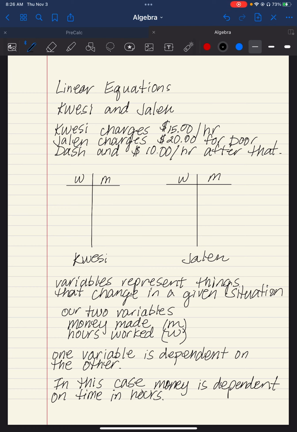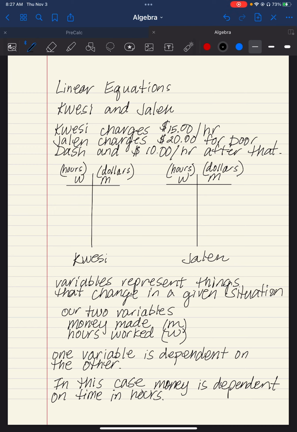And we're going to say that we're measuring how we work in hours. Let's make sure that we keep track of that. Not minutes. In this case, we're measuring in hours. And then the money that we make is going to be in dollars. So we have to be consistent in our units so that we can compare similar things, right? If we said Kwesi worked 2 hours, and then we were measuring minutes, and we said that Jalen worked 2 minutes, and we didn't know what we were comparing, we'd lose track of the situation.